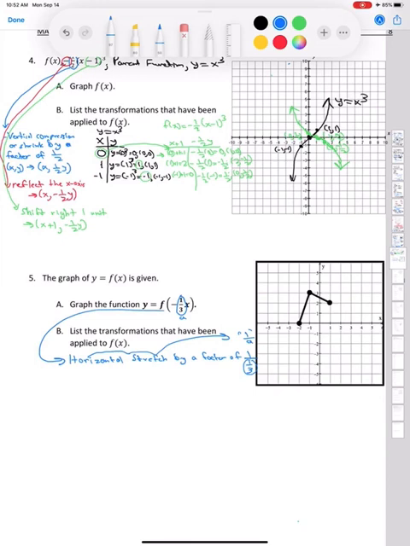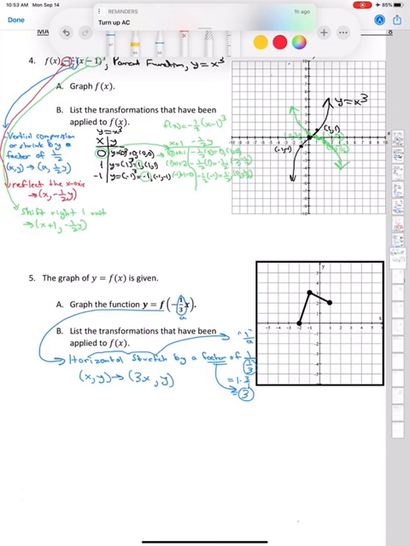So 1 over 1/3 is 1 times 3 over 1, or 3. So you multiply by a factor of 3 here. With that said, every ordered pair (x, y) would become a new ordered pair (3x, y) as we stretch our graph by a factor of 3.